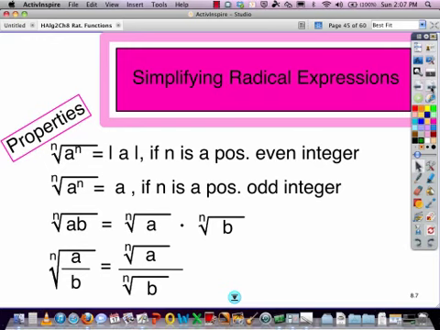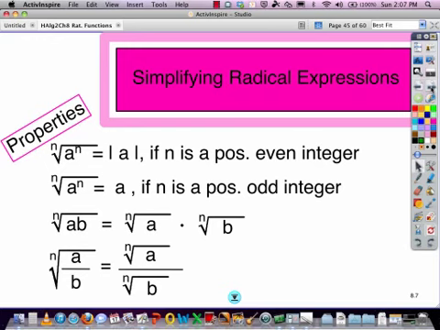Whereas in the next one, if it's odd, it's always going to come out to be its value, what it is. And so when we look at these, you're going to have to be careful. Are we an odd or an even integer? Okay, so it's the even integers that get the absolute values to help us remember, and it's the odd powers that are just normal, the variable, that root.